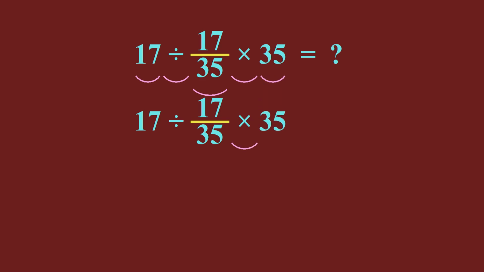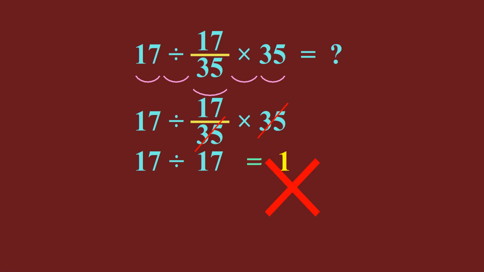First we do this multiplication. 17 over 35 times 35. We can easily cancel this 35 and this 35. So here we have this 17 only, and 17 divided by 17 equals 1.